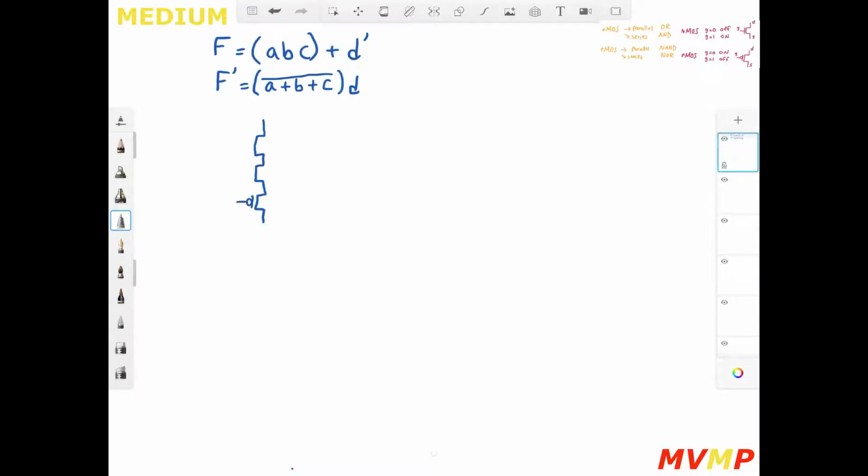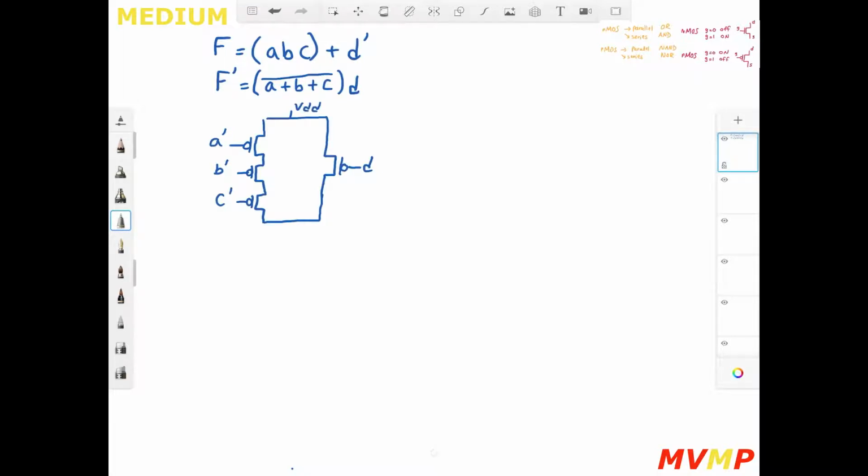So now we're going to go ahead and put the A ORed with B ORed with C in series in the pull-up network, and we're going to represent those with pMOSes. And since that whole three thing are ANDed with the D, that means in the pull-up network it's going to be in parallel with those three, A prime, B prime, and C prime. So you're going to put the D there in parallel.